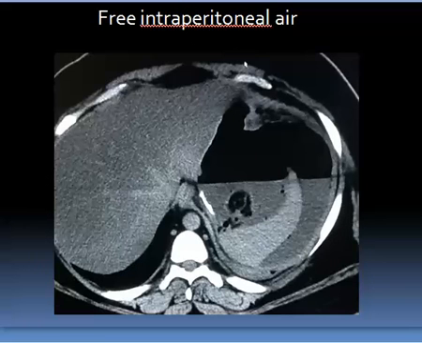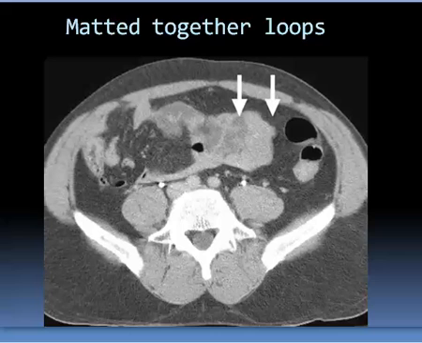Free intraperitoneal air can be inside the peritoneum, can be outside the peritoneum. Here is some appearance of matted together loops.